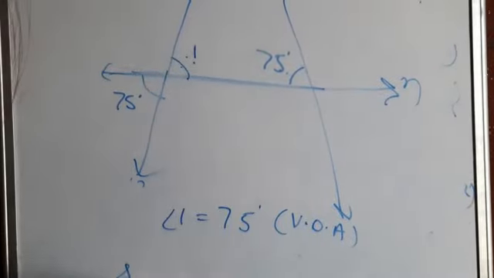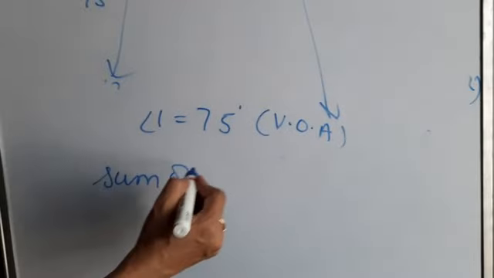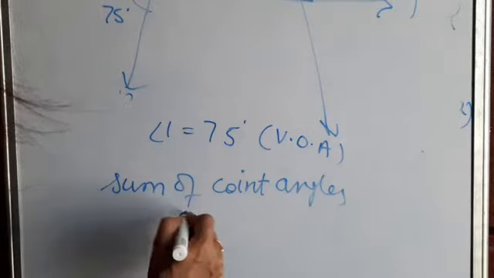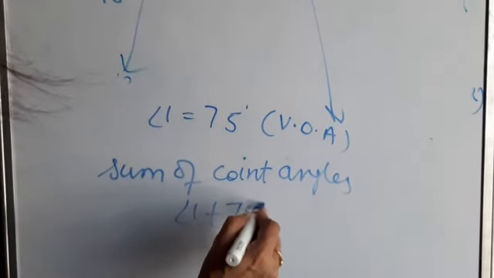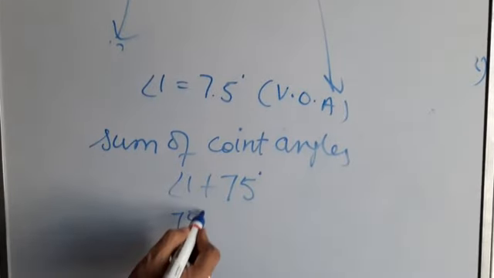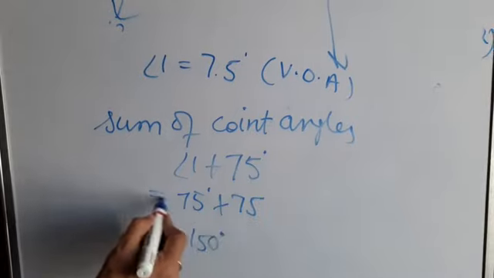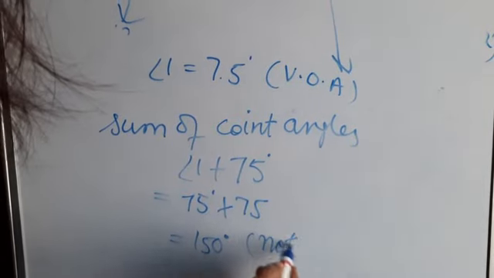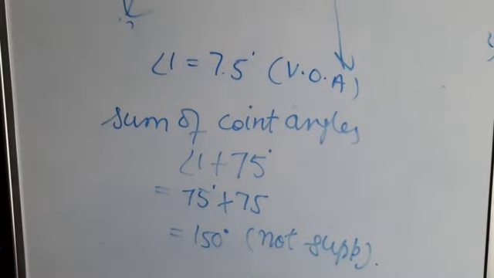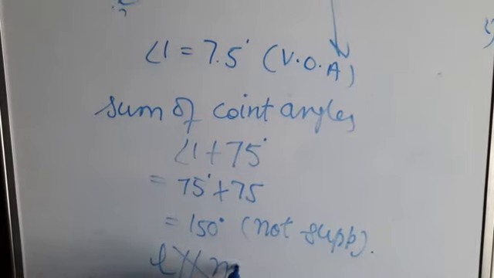And if the sum of co-interior angles is supplementary, lines are parallel, otherwise not parallel. So write down sum of co-interior angles. Angles 1 and 75 are co-interior. 1 की वैल्यू आप पुट करेंगे यहाँ से. 75 plus 75 is 150, which is not supplementary. You write down here not supplementary. When the sum of co-interior angles is not supplementary, lines are not parallel.